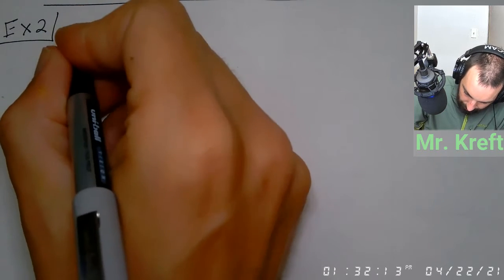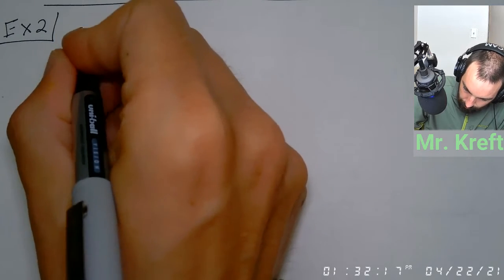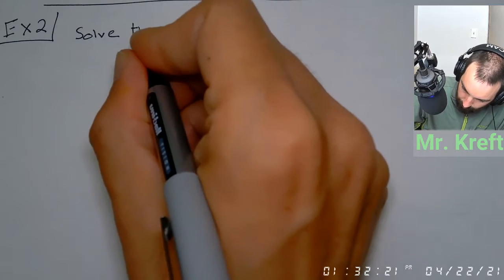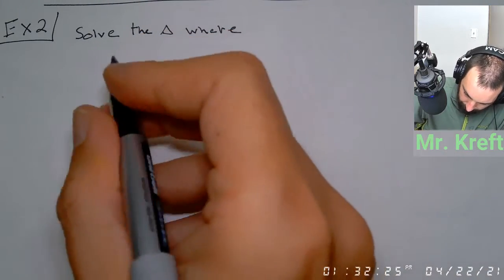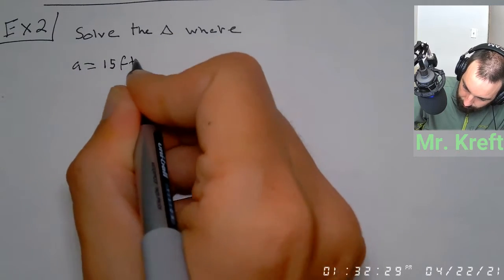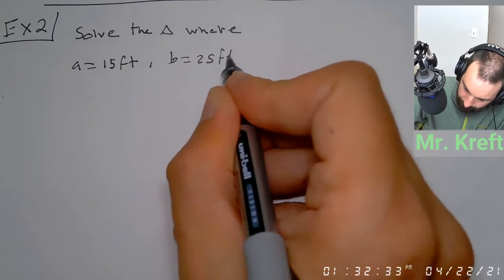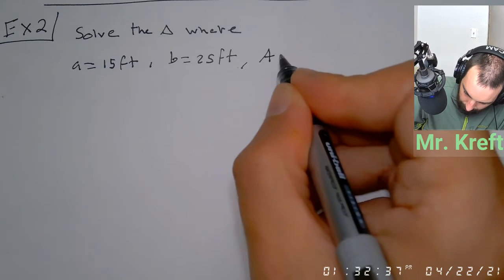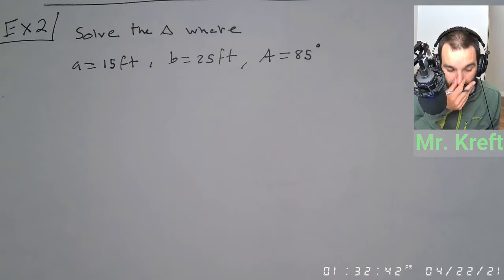So let's say, solve the triangle where a equals 15 feet, b equals 25 feet, and angle A equals 85 degrees.